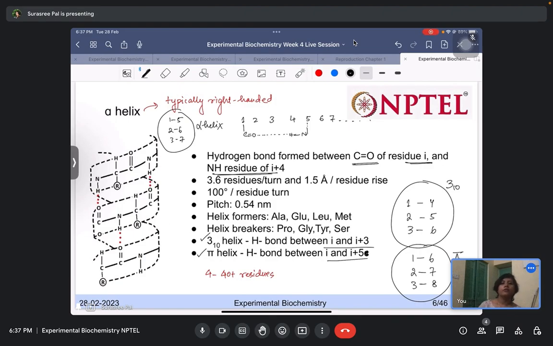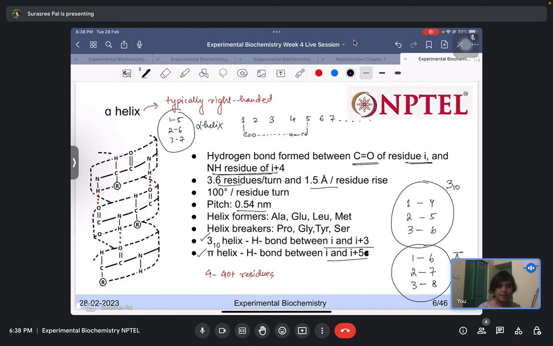Now, in a typical alpha helix, there should be 3.6 residues per turn and 1.5 angstrom rise per residue of this helix. And there should also be 100 degrees per residue turn. So this turn happens after 100 degrees. The pitch is 0.54 nanometer.